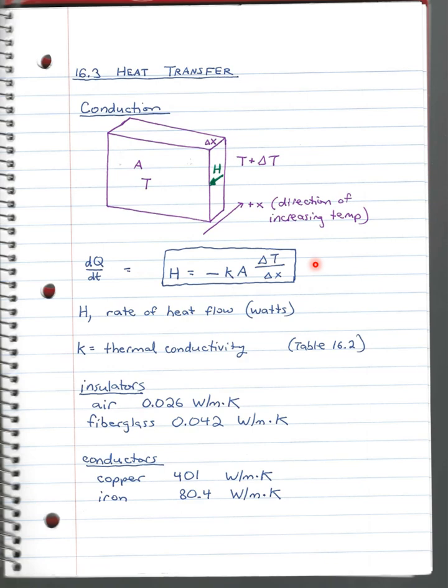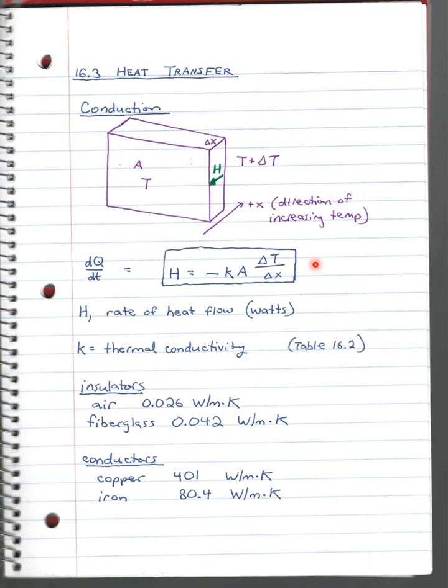So there's the equation as it's given in the book. H, which is the rate of heat flow, is equal to, and again, we're just going to ignore that negative sign, K, which is called the thermal conductivity of the substance, and that's shown in the table on page 300, times the cross-sectional area, times the difference in temperature divided by the thickness. So let's think about what each of these parts mean.